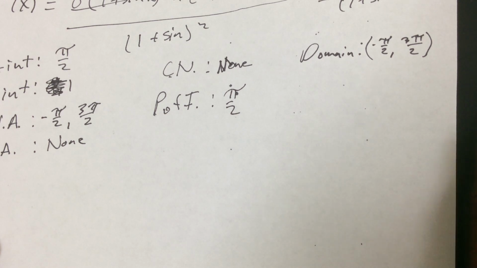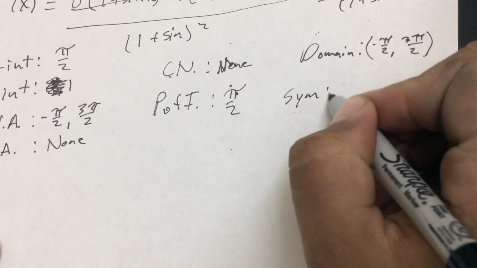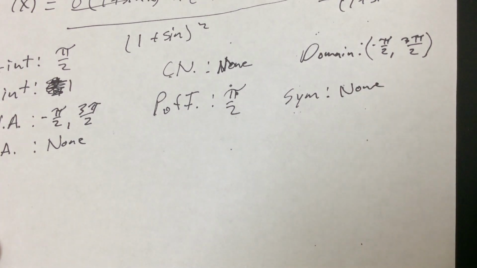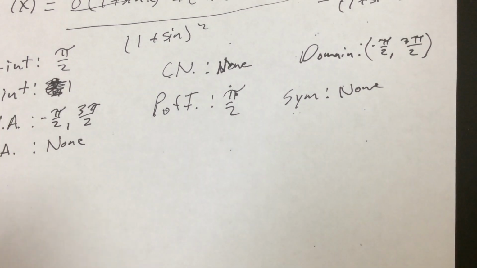And then we're not going to be at either of the other ones, so that's as far as that one can go. Symmetry, there isn't going to be any. And again, that goes back to it being trig functions. They're bouncing back and forth. It's not going to be symmetric.